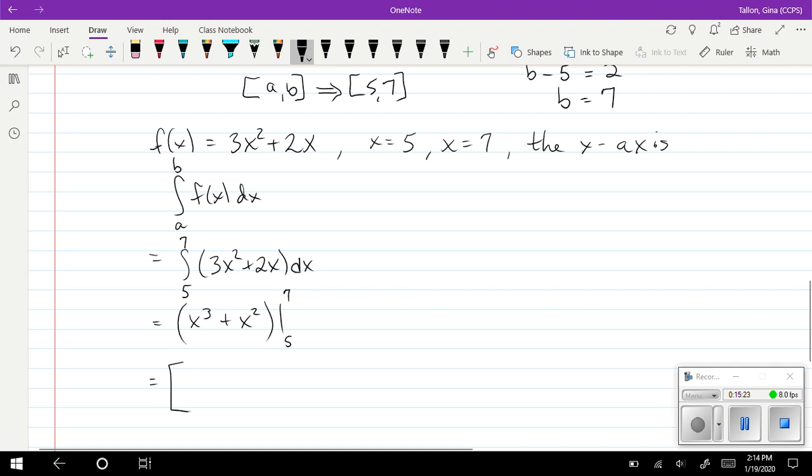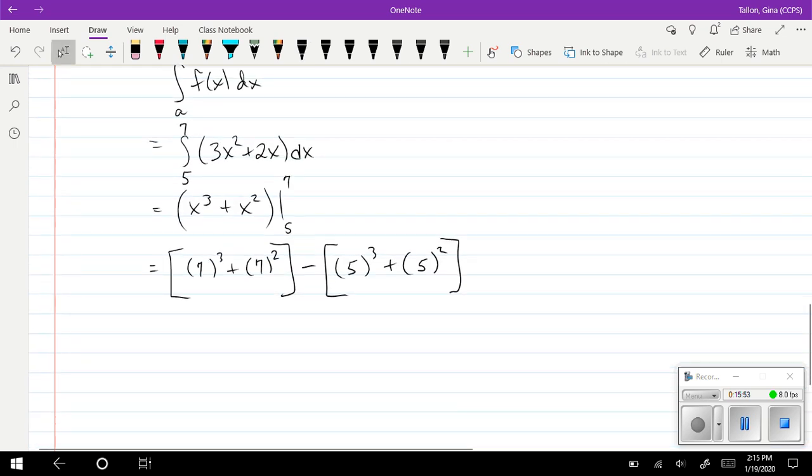So big bracket, something cubed plus something squared, close my bracket, minus, open bracket, something cubed plus something squared, close my bracket. What goes into the first set of brackets? Your upper limit, which means 7 and 7. And what goes into my second set of brackets should be my lower limit, which would be 5 and 5. Set your brackets up, make everything nice and neat so you don't accidentally put 7, 5, 7, 5. That would be a big no-no.